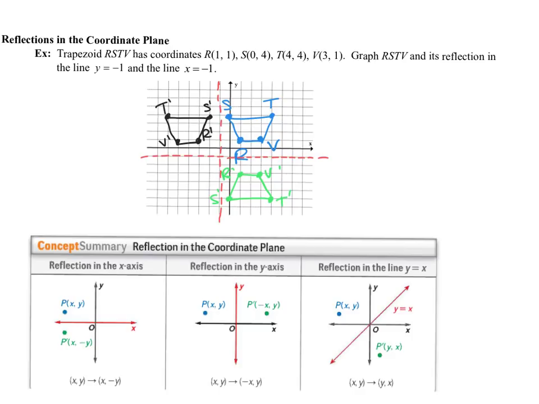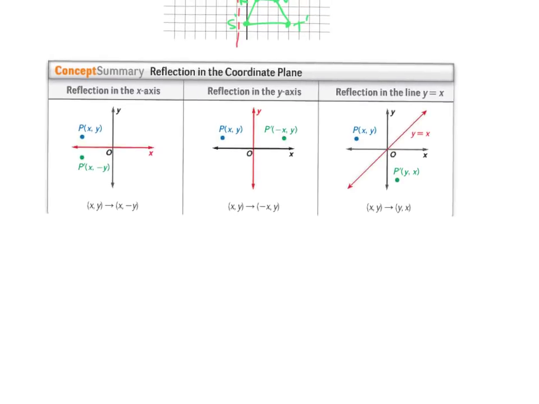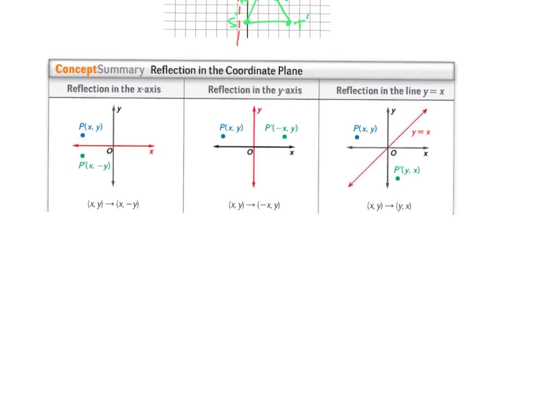Okay, so again, these aren't great pictures. I should use a straight edge, but you should be able to see symmetry in those lines of reflection. So now let's do some common reflections that happen in the coordinate plane. And you might recall doing these reflections in your Algebra 1 courses.